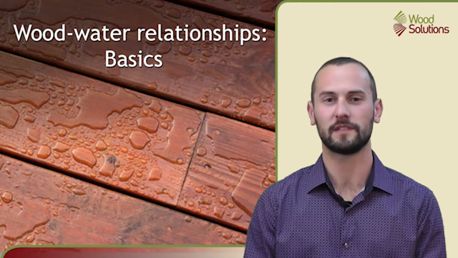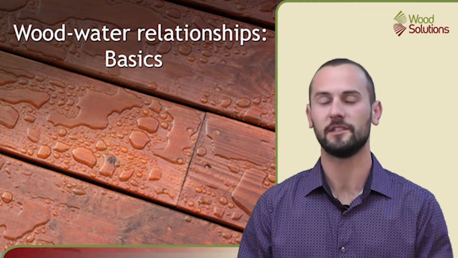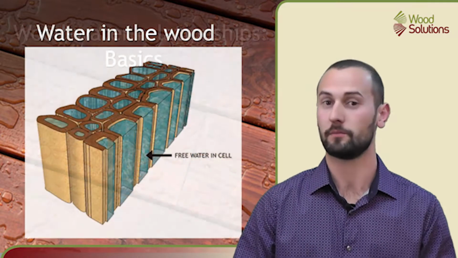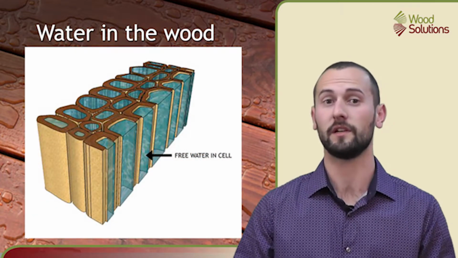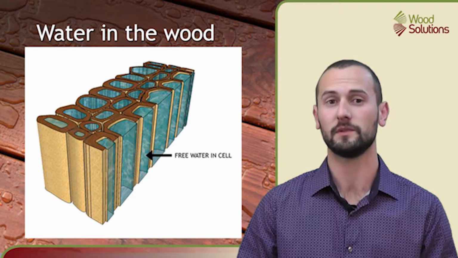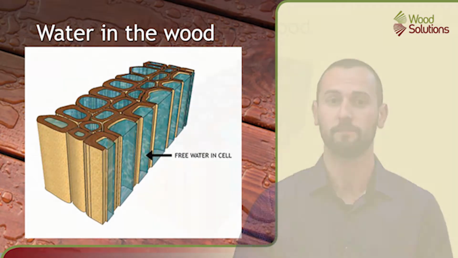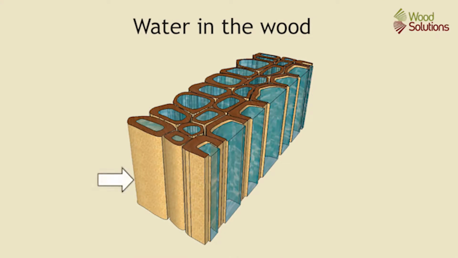Welcome to this Wood Solutions campus presentation on the relationship that exists between wood and water. Wood in a tree, in production and service, contains varying amounts of water, and this influences how timber products are made and how they are used in buildings. Water can occur in the cell wall, in the lumen or centre of the cells, and in the cavities between the cells.